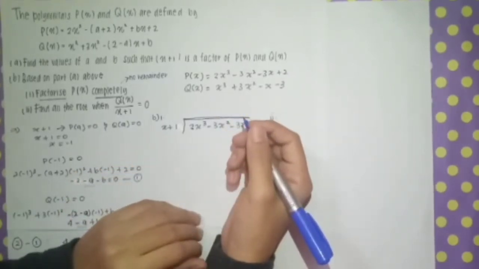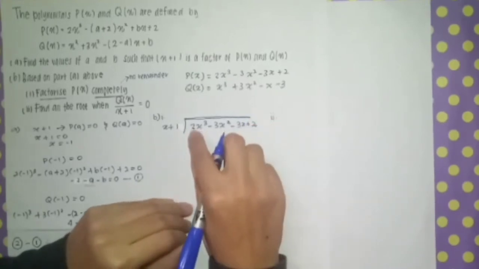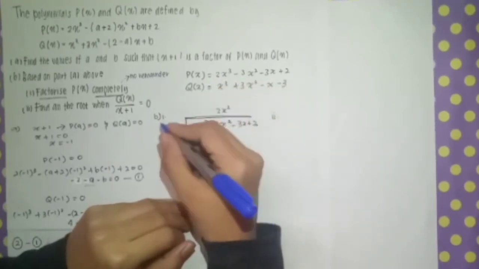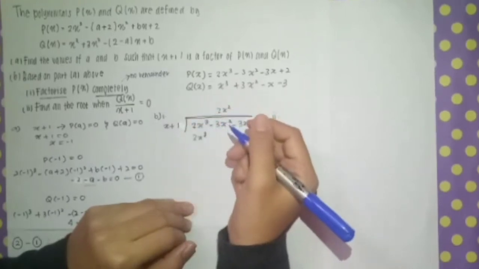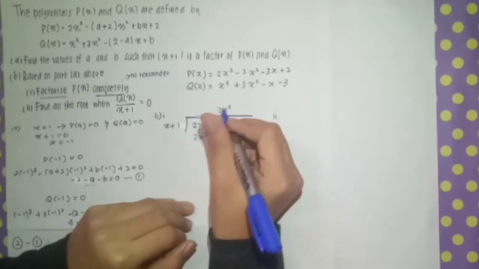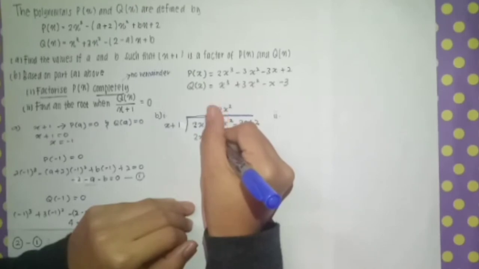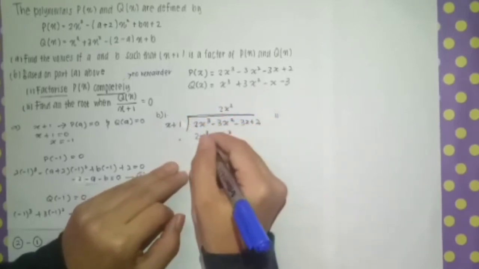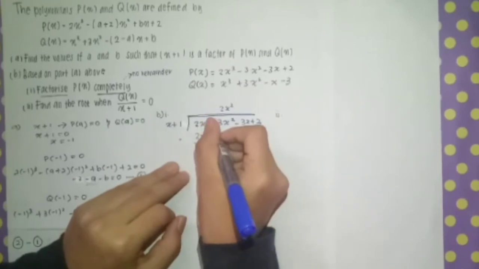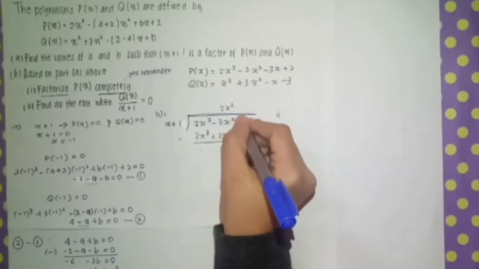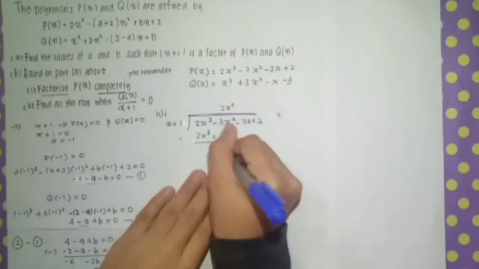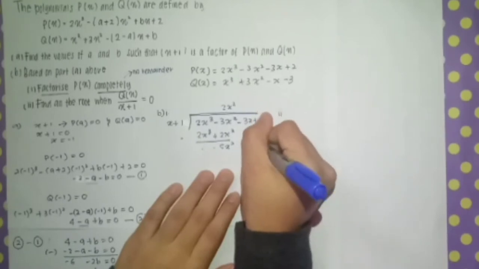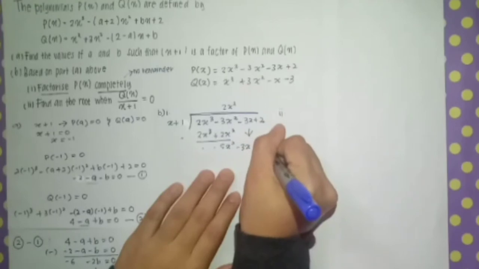There are steps to the long division, that is divide, multiply, subtract, and bring down. So we divide 2x cubed by x and we get 2x squared. Then we multiply 2x squared by x, we get 2x cubed, and 2x squared multiplied by 1, we get 2x squared. Then we subtract: 2x cubed minus 2x cubed we get 0, negative 3x squared minus 2x squared we get negative 5x squared. Then we bring down the rest of the terms, negative 3x plus 2.